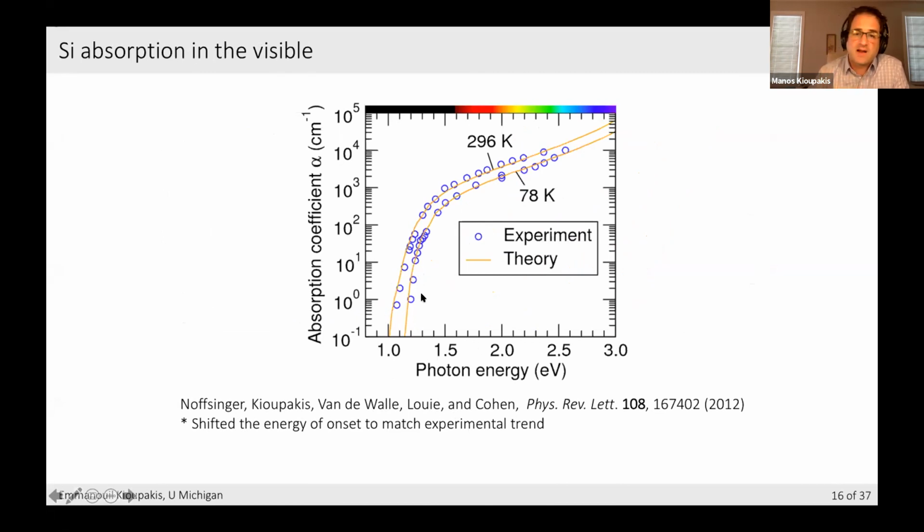Again, I want to put the caveat here that we have shifted the onset because we didn't account for the temperature dependence of the band gap. But once you correct for this single number for each spectrum, you see how well it reproduces the experimental data.